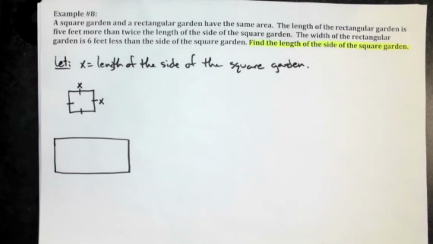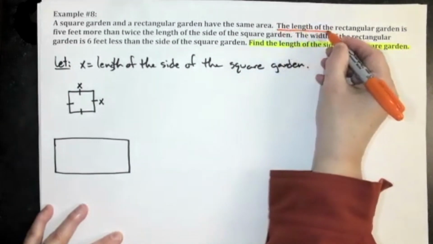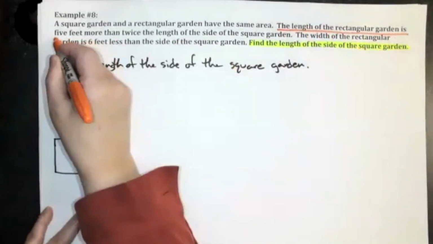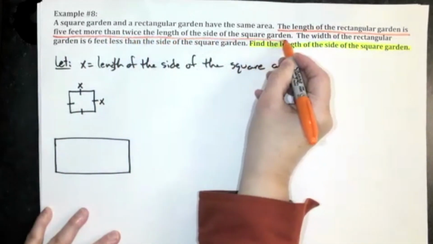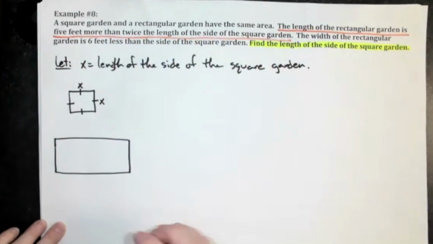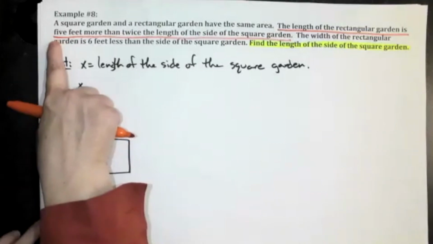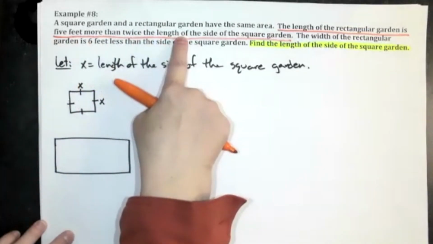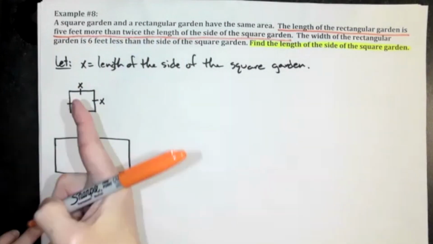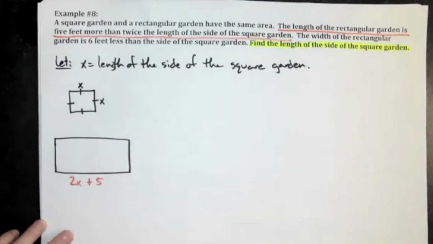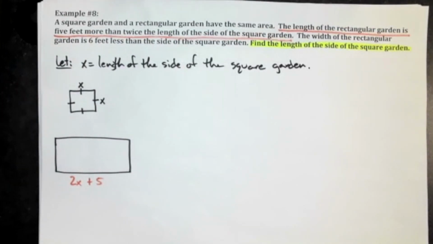Okay, now the length, I'm going to color code this, the length of the rectangular garden is 5 feet more than twice the length of the square garden. So that part right there is going to give me the length of this rectangular garden. I need to focus on the 5 feet more than twice the length. So twice the width of the square garden, and then 5 more than that. So the length of the rectangle has got to be 2x plus 5.